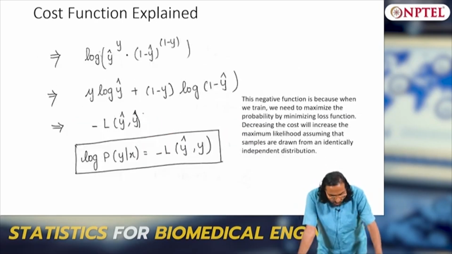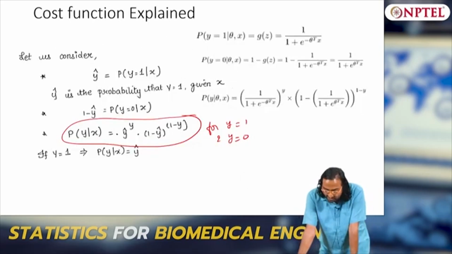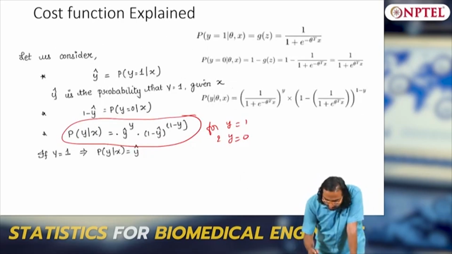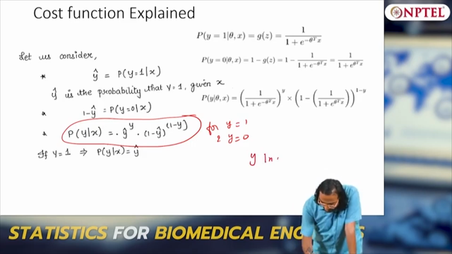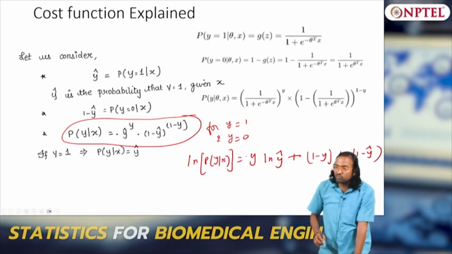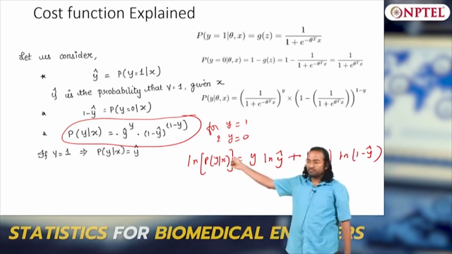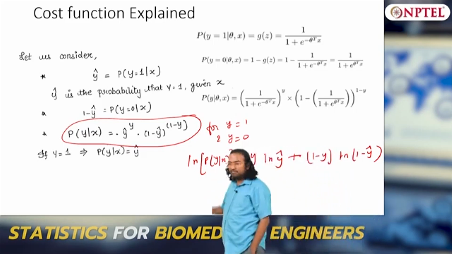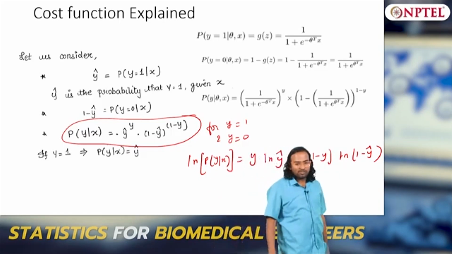Now what am I going to do? I am going to take the logarithm on both sides. What will happen if I take the logarithm? I will have y ln y hat plus 1 minus y ln 1 minus y hat. This is ln of probability of y given x. I am taking the logarithm function on both sides, so this is what I have. Everybody clear with that? How did I get it? Simple ln function.